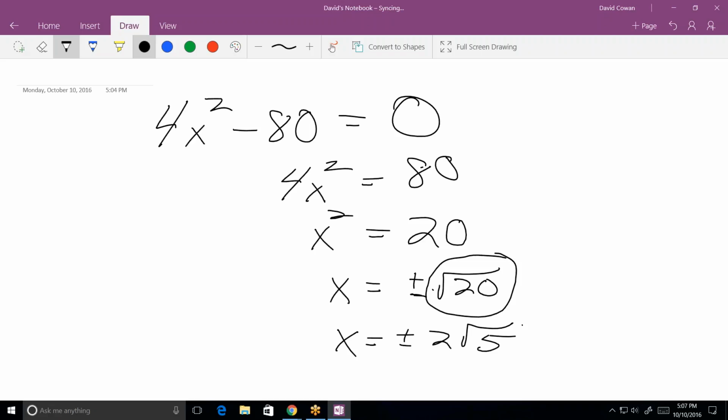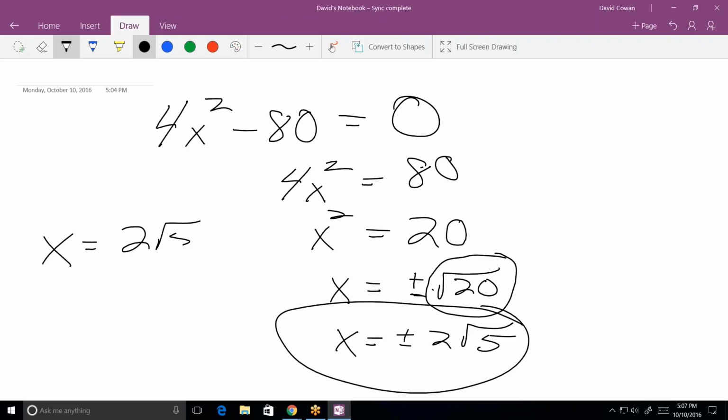And what this means is I have two answers. There's one of them. There's the other. That's what plus or minus always means. It's two different answers, one using the plus, one using the minus. In other words, if I had a number like 3 there in front, one answer would be 3 plus 2 root 5, and the other answer would be 3 minus 2 root 5.